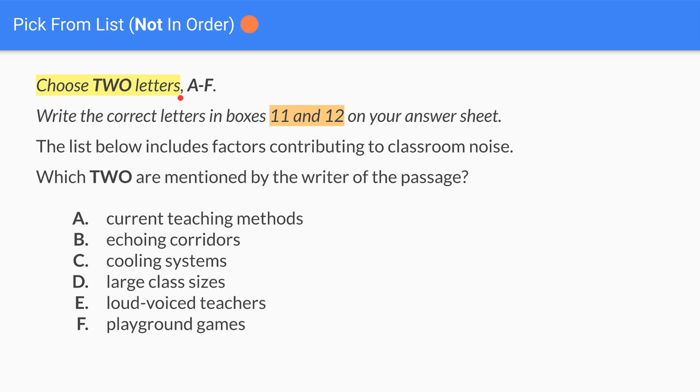And also, I want you to take note that when it says choose 2 letters, those 2 letters are going to be the answer choices for 2 separate questions. So in this case, one of the answer choices you can put for question number 11, and the other correct answer choice you have to put in for question number 12. The order of the answer choices doesn't really matter. As long as you choose the 2 correct answers, it doesn't matter in which order you answer them.